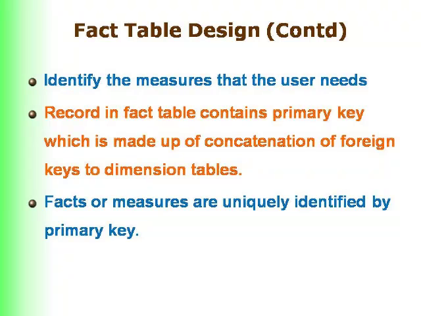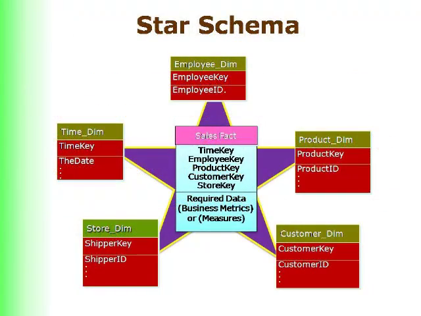So each record in a fact table contains a primary key. Each fact or measure is uniquely identified by the primary key. The primary key of a fact table is made up of a concatenation of foreign keys to dimension tables. This is another example of a star.